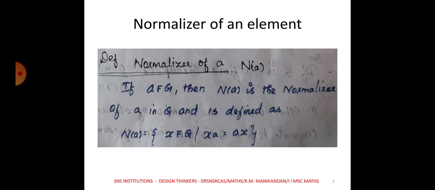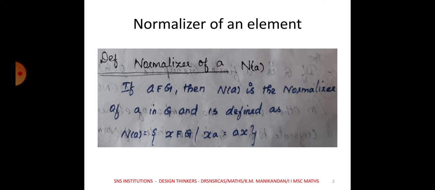Suppose a is an element in the group G. Then we define the normalizer of the element a as the set of all elements x belonging to G such that xa is equal to ax. That is, we find the set of elements in the group G which commute with a. If this property is satisfied by the elements of G, then we can frame a normalizer of an element a belonging to G. So we can construct a normalizer for every element in the group G.